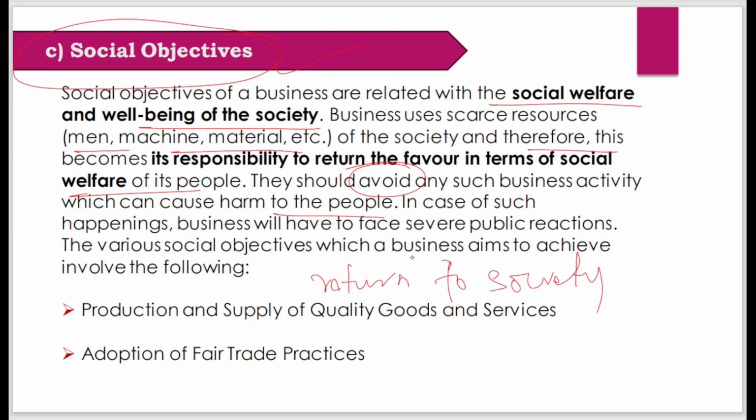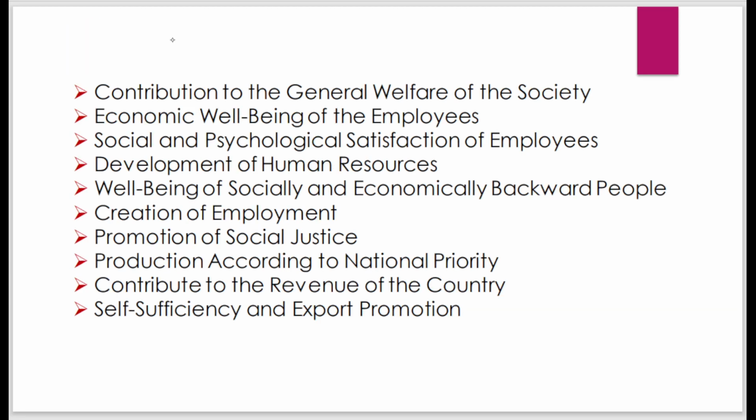The various social objectives which a business aims to achieve are as follows. Production and supply of quality goods and services. So every product should have quality. Adoption of fair trade practices. So the trade should be fair in nature. And next one is contribution to the general welfare of the society. So general welfare should be kept in mind.